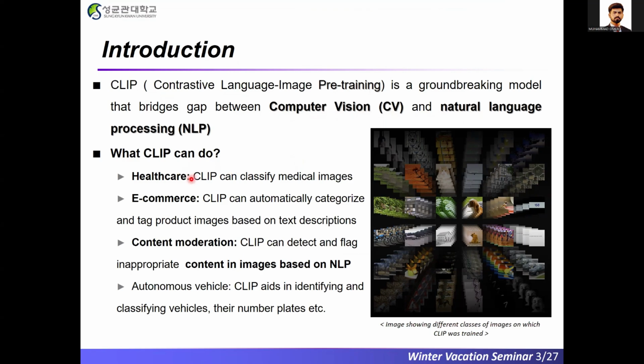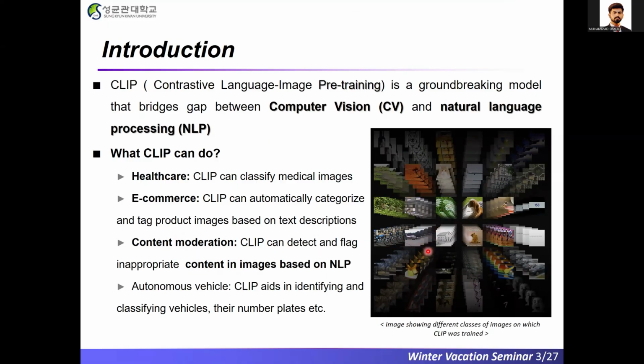CLIP can be used in healthcare, where it can help in the classification of medical images. It can be used in e-commerce, where it can automatically categorize and tag product images based on their text descriptions. It can also be used in content moderation, where it can help to detect and flag inappropriate content in images based on NLP. On the right-hand side, you can see different classes of images on which CLIP was trained. Either it is the class of cat, dog, a bike, or a car.